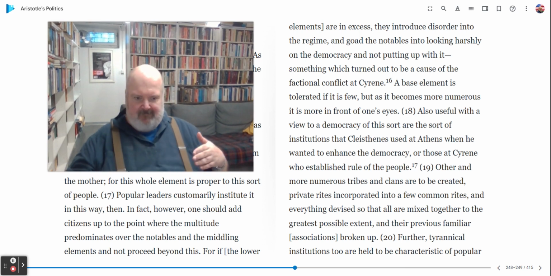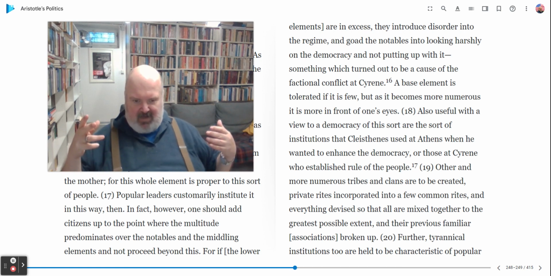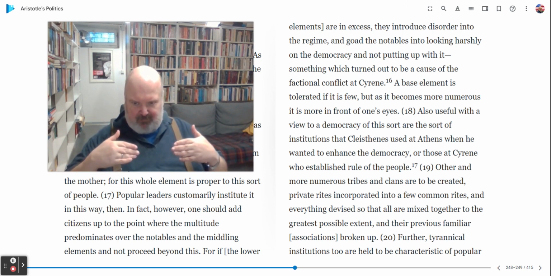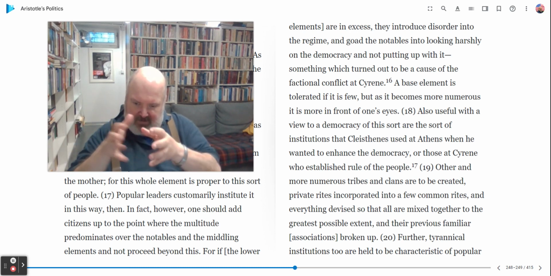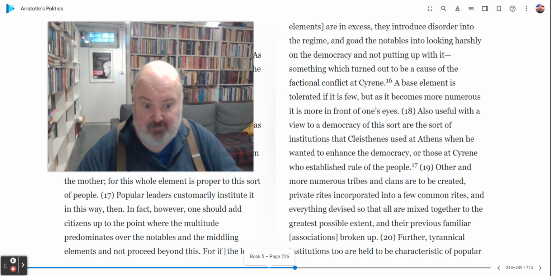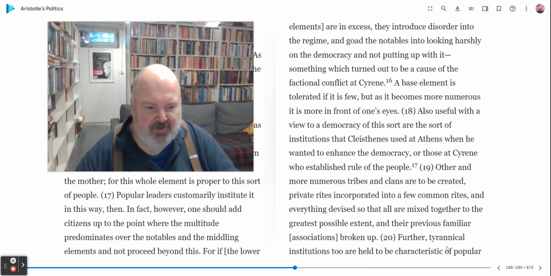In other words, you need to create few common rights, and everyone's mixed together as much as possible, and divided. The more numerous the tribes and clans are to be created, the fewer private rights there should be. You divide it into local units. Again, that's Cleisthenes' reforms. Further, tyrannical institutions too are held to be characteristically popular.